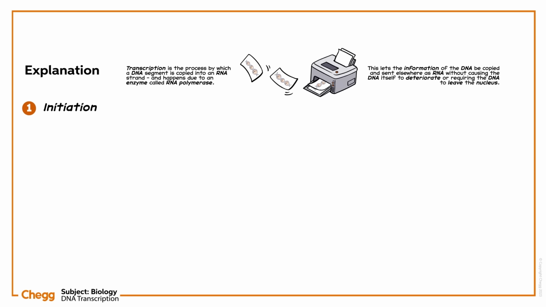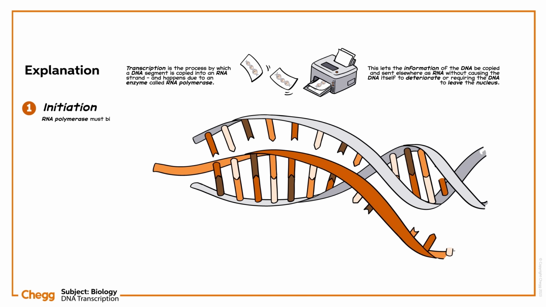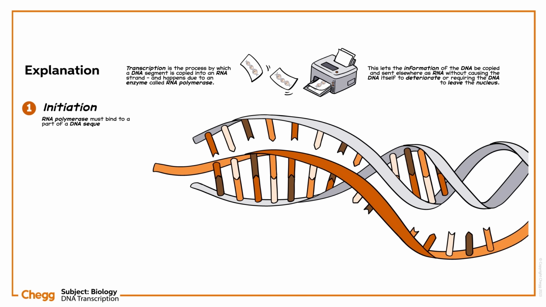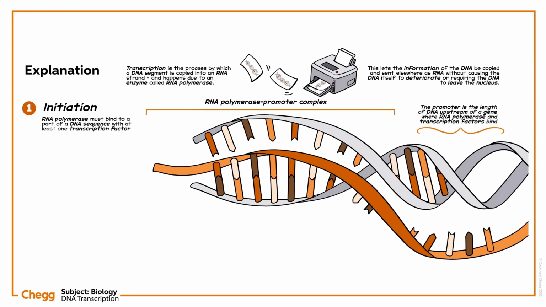In order for this to happen, RNA polymerase must bind to a part of a DNA sequence with at least one transcription factor. That's a protein necessary for the transcription process. The promoter is the length of DNA upstream of a gene where RNA polymerase and transcription factors bind to initiate transcription. And so an RNA polymerase promoter complex is formed here.